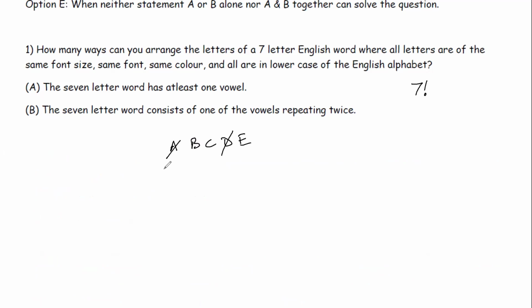The 7-letter word consists of one of the vowels repeating twice. So if one of the vowels is repeating twice, what about the other vowel? What if there are two vowels repeating twice? What about the consonants, which is non-vowel letters? So B is also not solving it, correct?